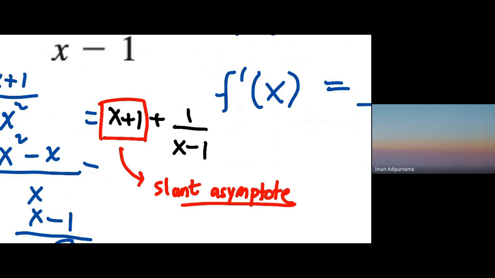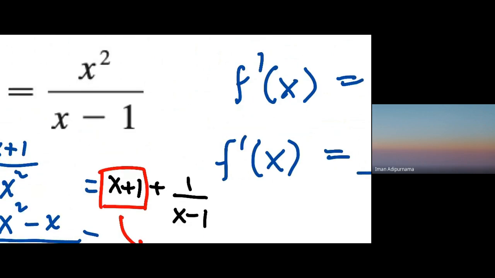How to get a slant asymptote? First, for the numerator and denominator, the difference in degree should be at least 1. The top should be 1 higher than the bottom. So x squared over x, or maybe x cubed over x squared, you can also have a slant asymptote. So this needs to be a linear equation. That's why the difference should be 1 degree.